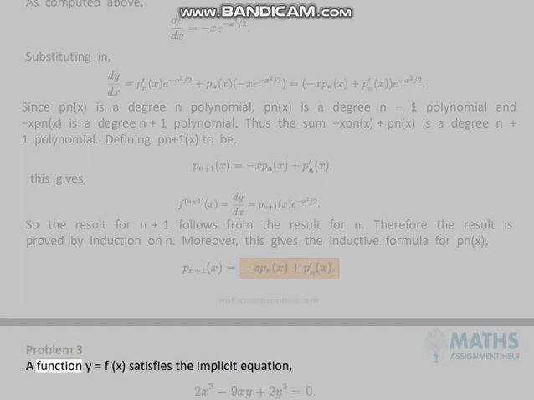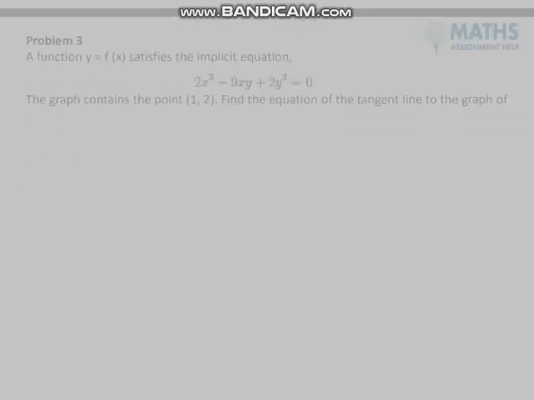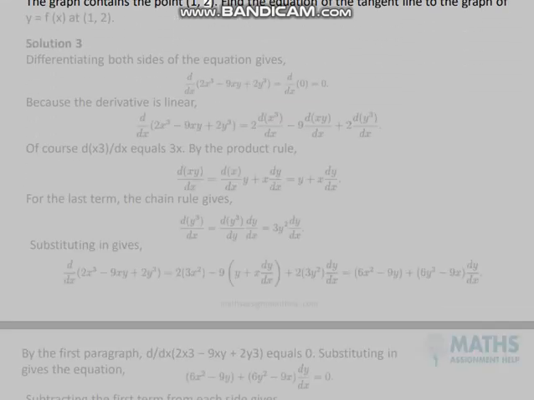Problem 3. A function y equals f of x satisfies the implicit equation. The graph contains the point (1, 2). Find the equation of the tangent line to the graph of y equals f of x at (1, 2).